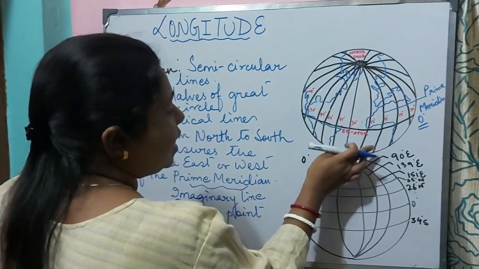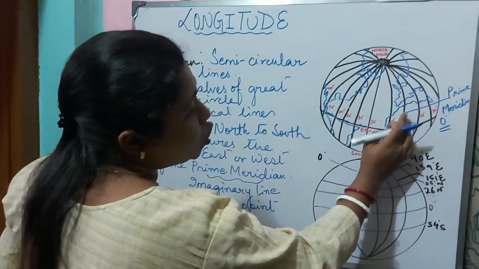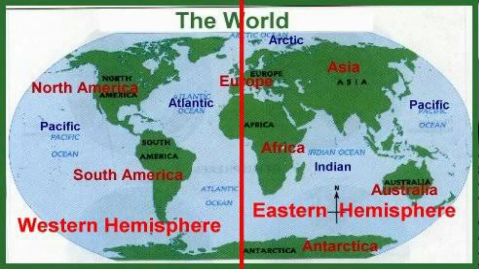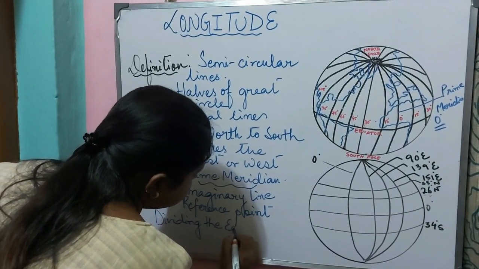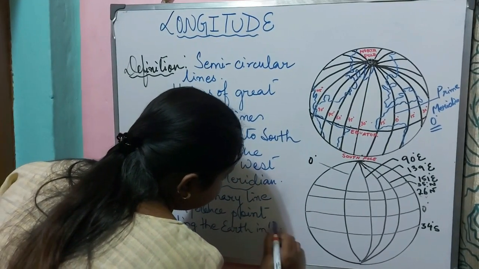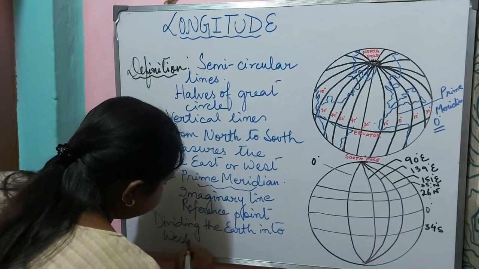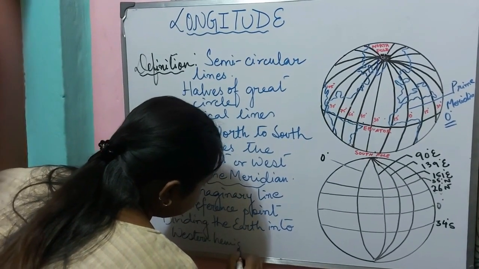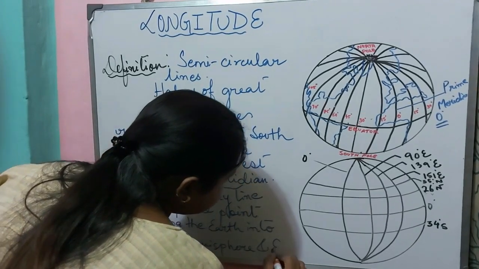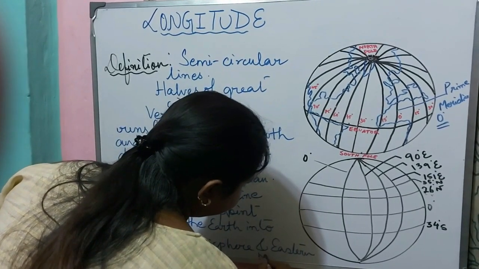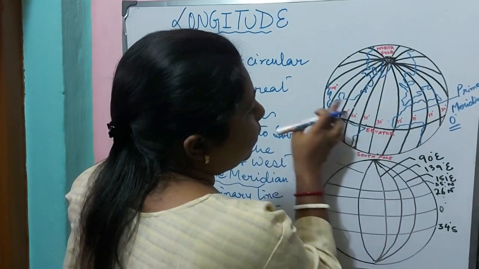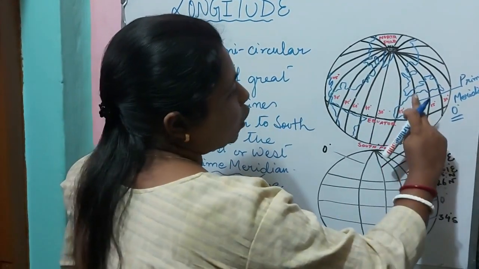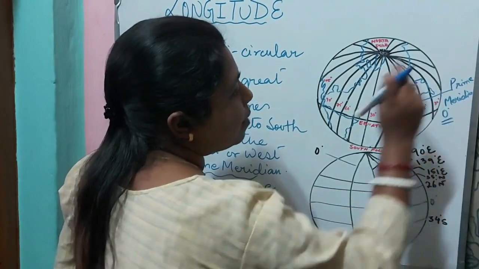The prime meridian is again an imaginary line, and it divides the earth into two hemispheres, the western hemisphere and the eastern hemisphere. So to the west of the prime meridian is the western hemisphere, and to the east of the prime meridian is the eastern hemisphere.